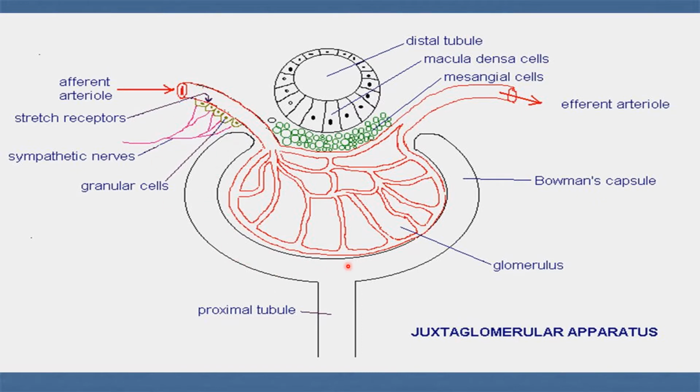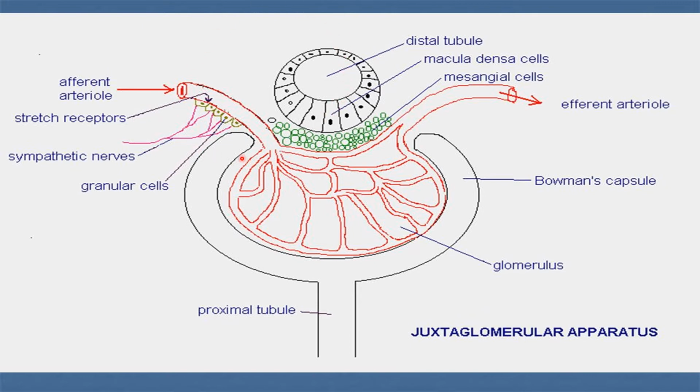This is a cup-shaped structure known as the Bowman capsule. So the blood coming from the efferent arterioles into the glomeruli, some of the blood is filtered into the Bowman capsule and will go towards the proximal convoluted tubules, and the rest of the blood from the glomeruli will go towards the efferent arteriole and subsequently into the blood. So this is the structure.